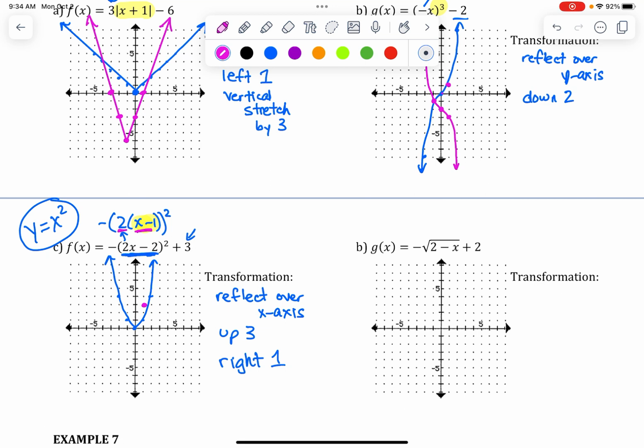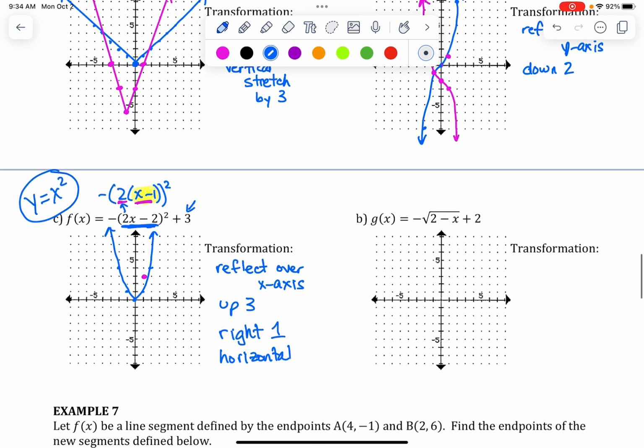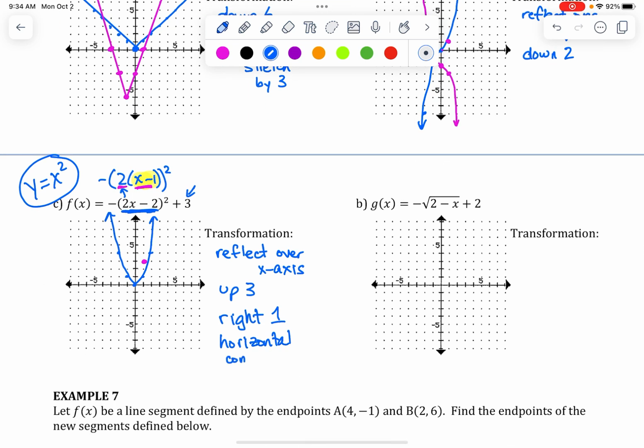So that 2 tells us it's going to be a horizontal compression. It was in parentheses, so it's going to be horizontal. The number is greater than 1, so it's a compression. And that factor is going to be by 1/2. So we're going to squeeze this parabola in to be more narrow, okay? And so when you do that and plot your points, you're going to have a point that brings you to here.